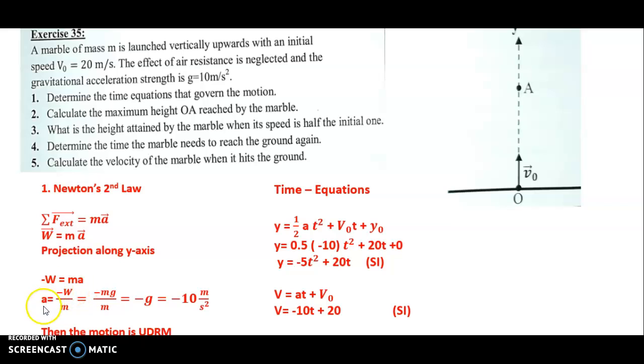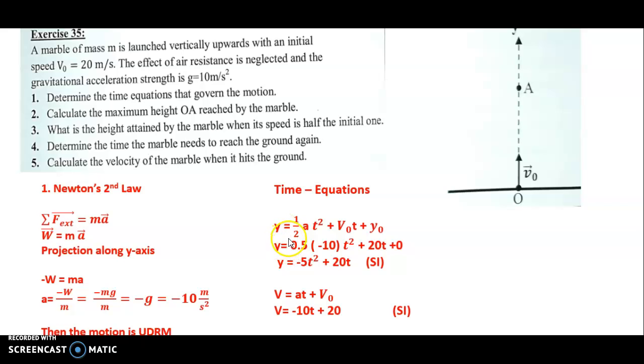So obtaining a constant acceleration, -10, then the motion is URDM, uniformly decelerated and rectilinear because it's moving along a straight pathway vertically. Now the time equation for this motion is y equal half a t squared plus v naught t plus y naught. Why did I say y naught and not x? Because simply the motion is along y-axis.